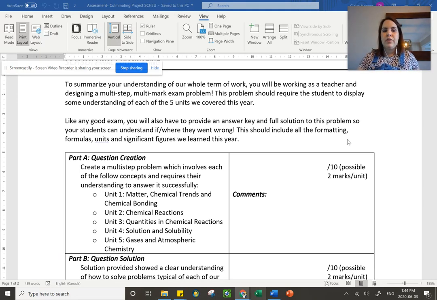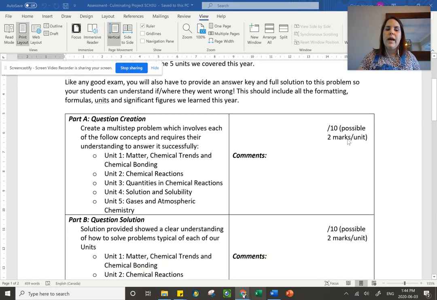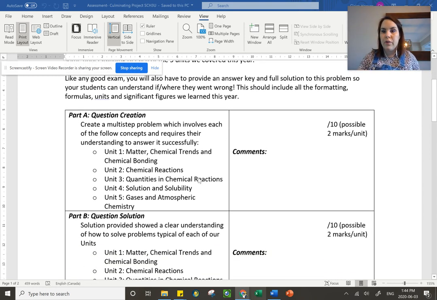So here's what's going to be the 3 steps. We have 1 hour dedicated to part A. Shouldn't take you a full hour at all, but you have an hour dedicated to it. So first part is actually creating your question. So this should be a multi-step problem that involves each of the following concepts and requires their understanding. So you should have some knowledge from Unit 1, Unit 2, Unit 3, Unit 4, Unit 5.